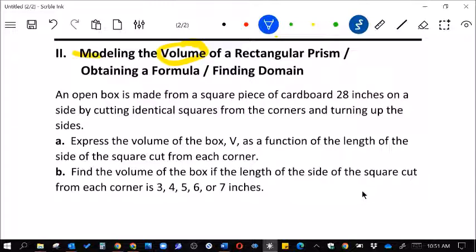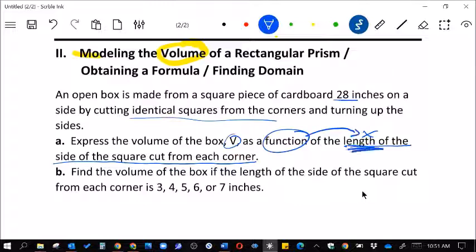Open box, square piece of cardboard, 28 inches on the side, cutting identical squares from the corners and turning up the sides. Express the volume as a function of the length of the side of the square cut from each corner. That's where the variable is. If it says a function of, that means that's the thing we're using x for. So we'll basically be saying f of x, or in this case, because it's the volume, V of x.